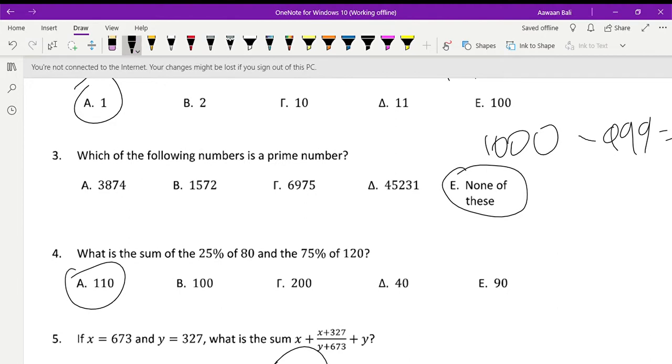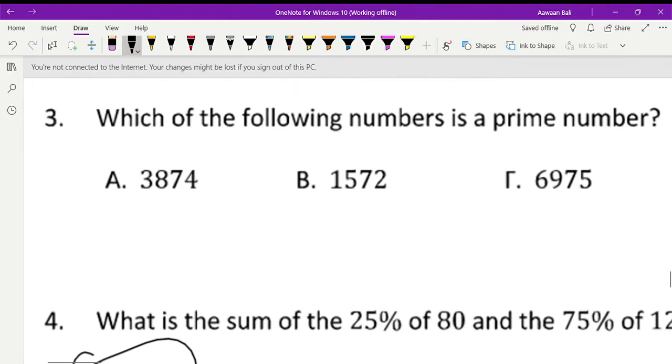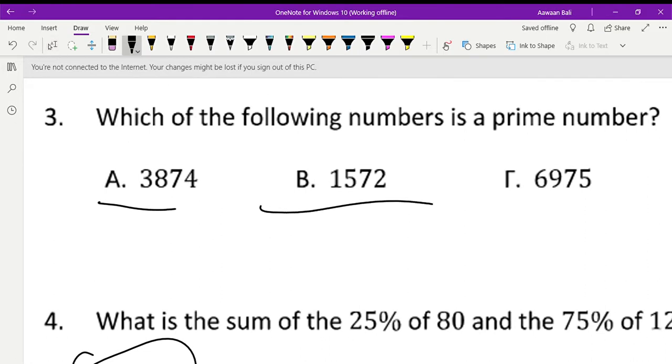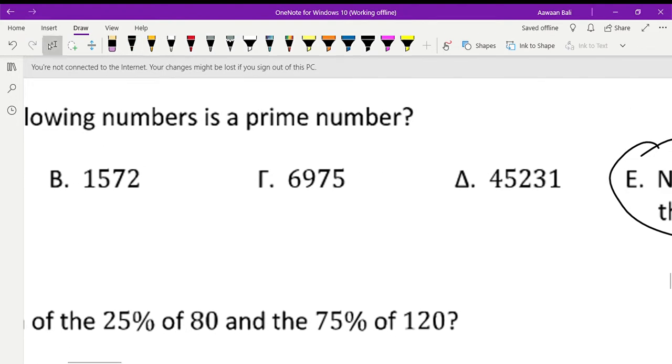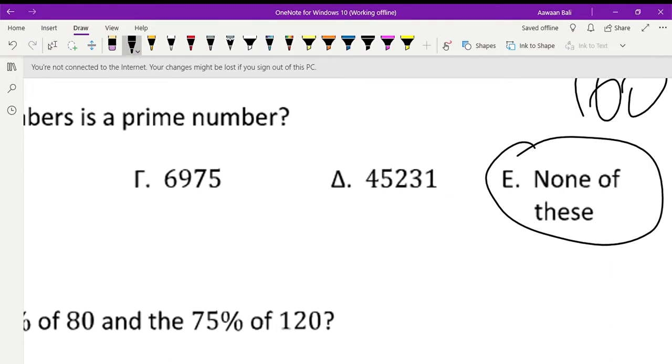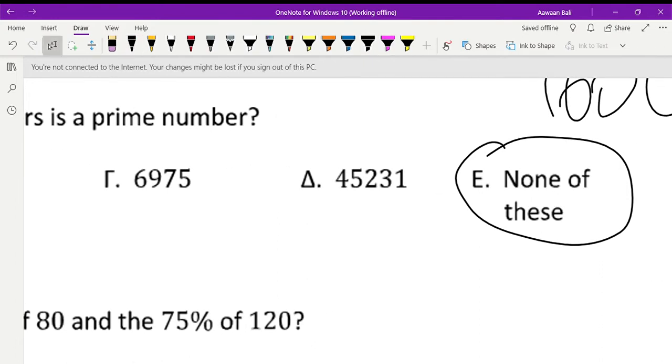Okay, so it's actually none of these, because when you look at alpha and beta, they end in 2 and 4, which means they're divisible by 2. And also gamma ends in 5, which means it's divisible by 5. Meanwhile, delta is actually divisible by 3, because the divisibility rule of 3 is that if the sum of the digits is a multiple of 3, then it's divisible by 3.